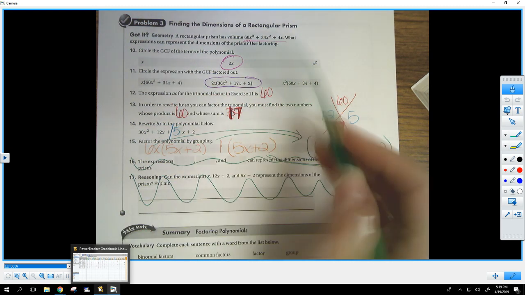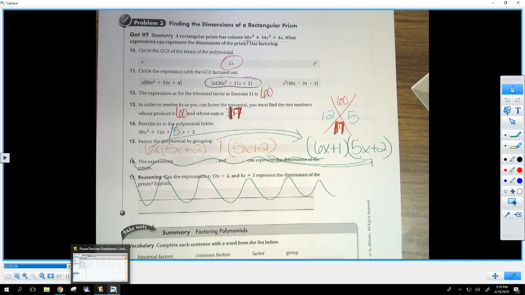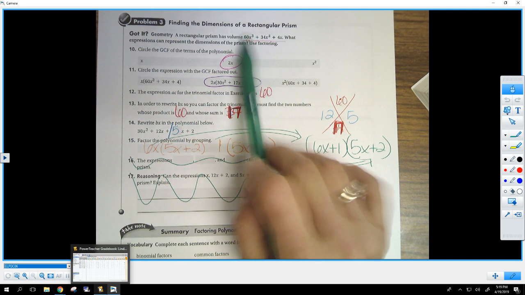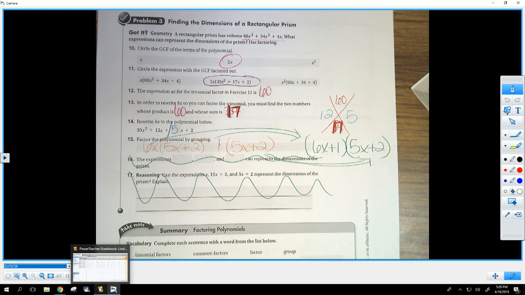So this is half review, half what we're going to move on to next after we're done with grouping. We're going to shoot to problems that have something in front of the x squared. It simply won't just be x. So be super excited for that.